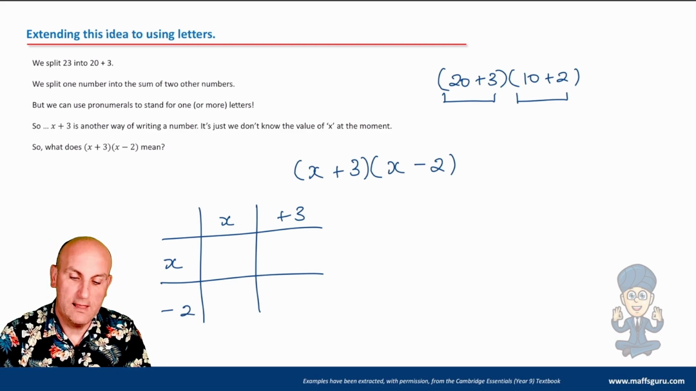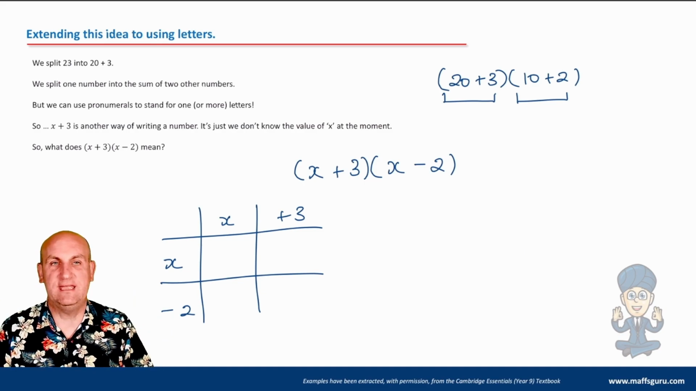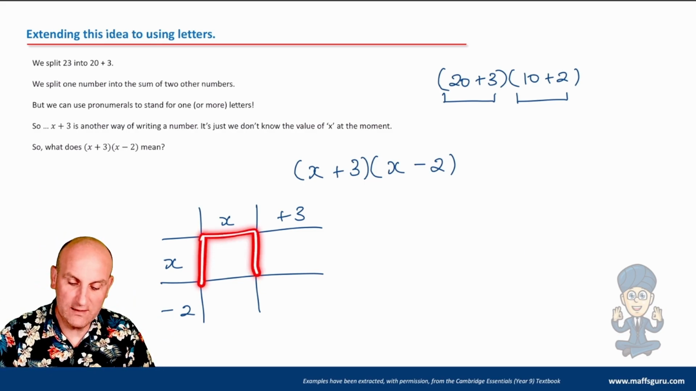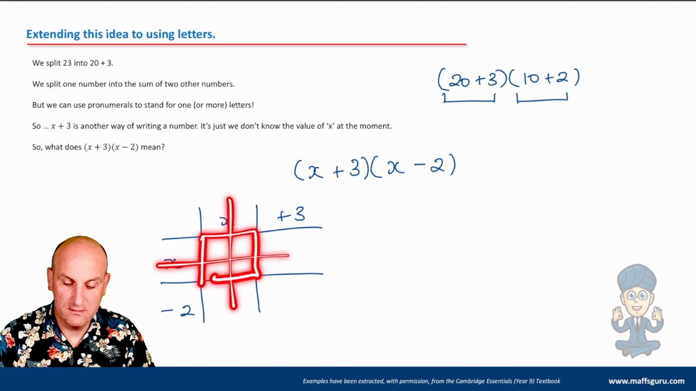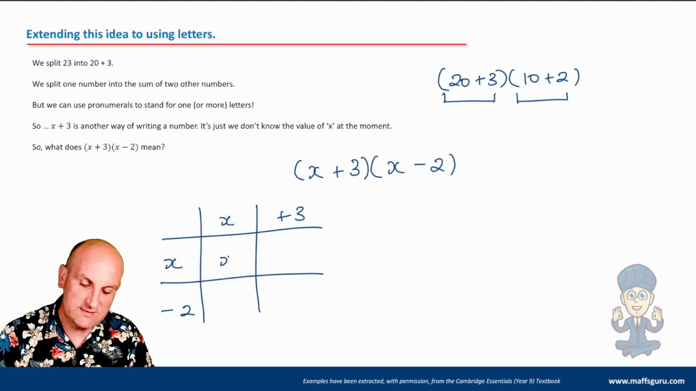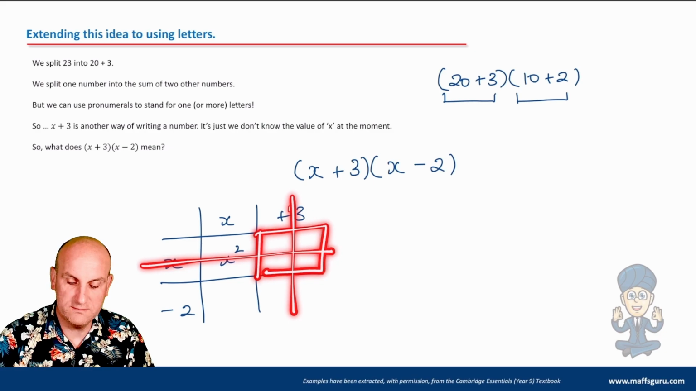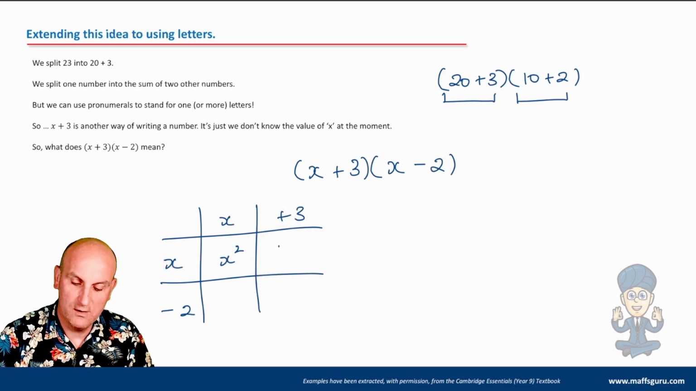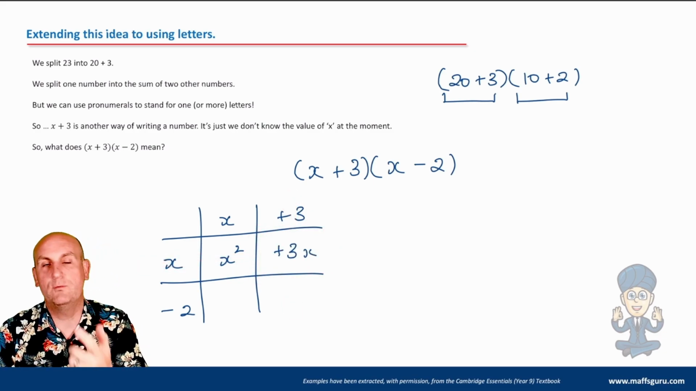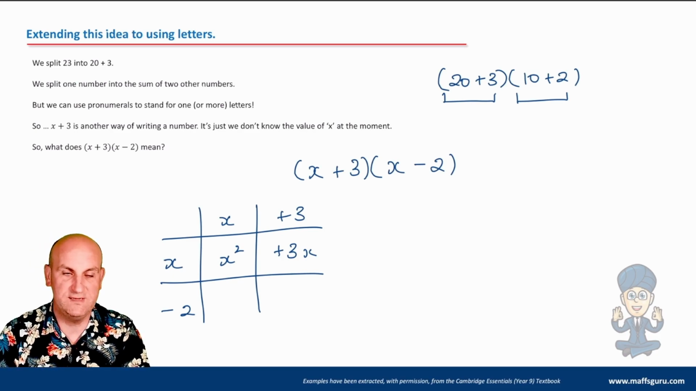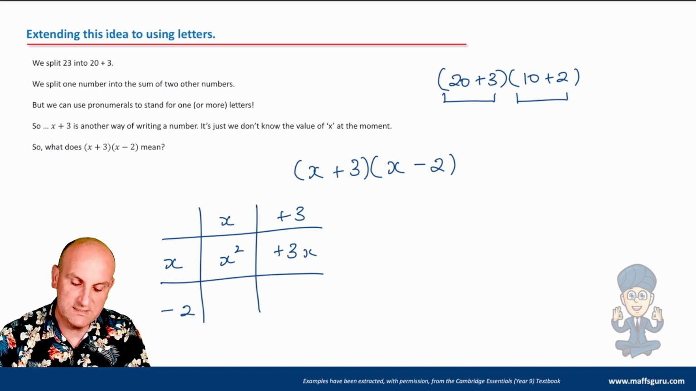And now, expanding these brackets is just a case of what goes in this box here. Well, that's x times x. And we know that x times x is x squared. What goes in this box here? Well, it must be that row and that column. So it's x times plus 3, which is plus 3x. And you'll notice I will always say the plus 3 because it makes life easier. What is going to go in this box here?